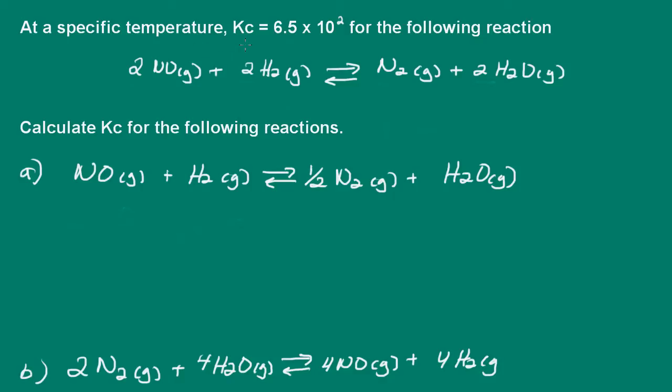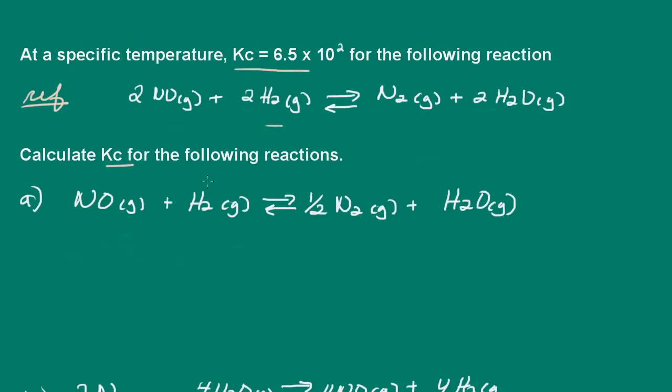Here we're told that at a particular temperature, Kc is 6.5 times 10 to the 2 for this reaction here. We're going to call this our reference reaction. And here we're asked to calculate K, or the equilibrium constant, for the following reactions. Let's look at reaction A first, and then we'll go to reaction B.